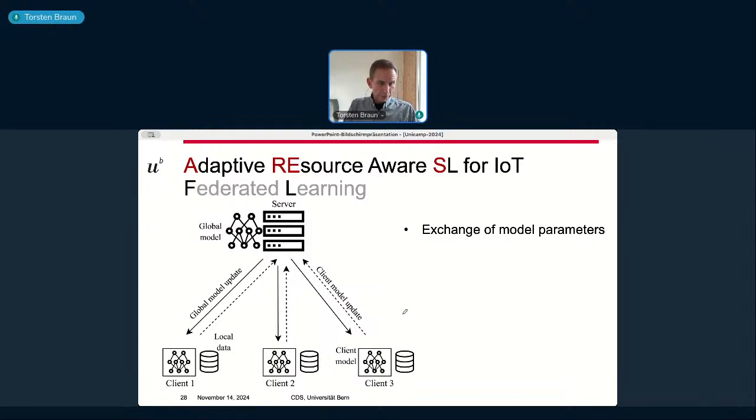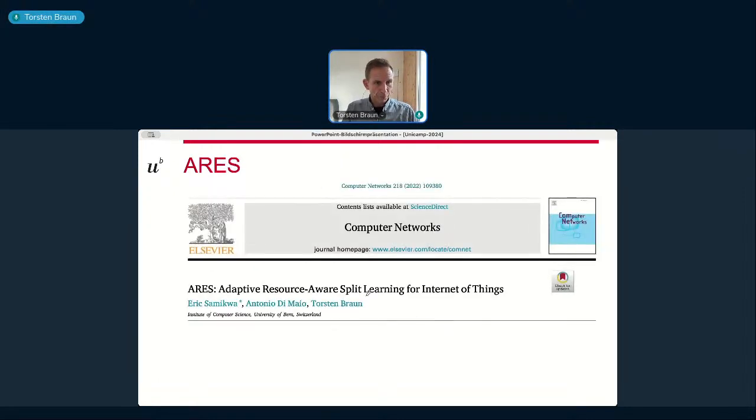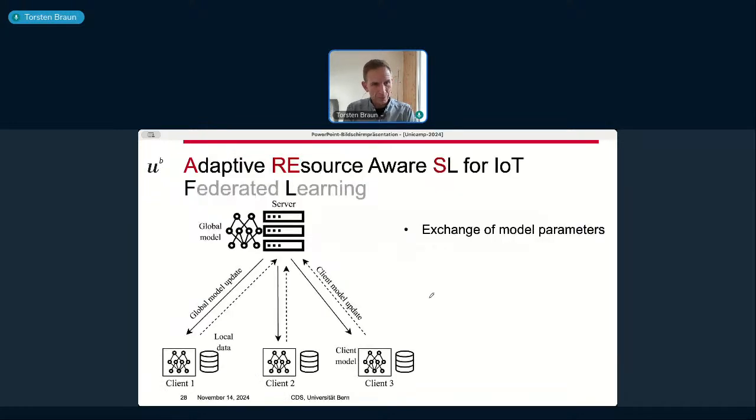So this system we developed here is called ARIS, or Adaptive Resource Aware Split Learning for the IoT. And as we will see later, we did some performance comparisons with federated learning approaches, and because of that I introduce federated learning here. So ARIS is not implementing federated learning, but we just compare the performance later with federated learning.